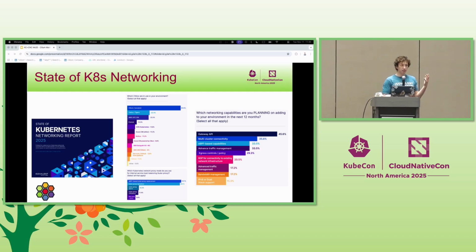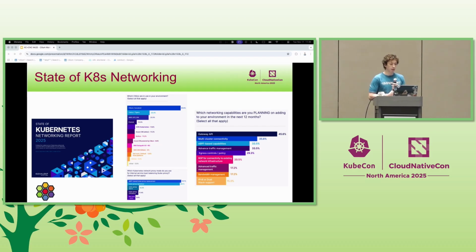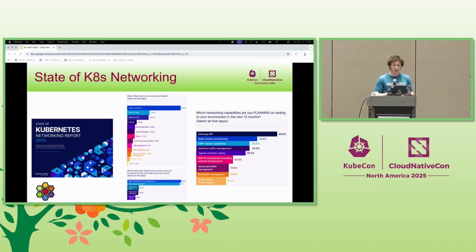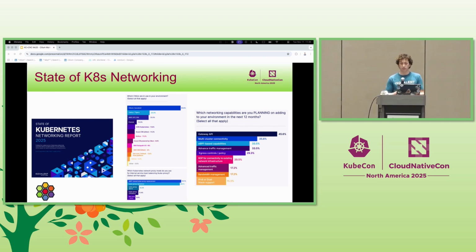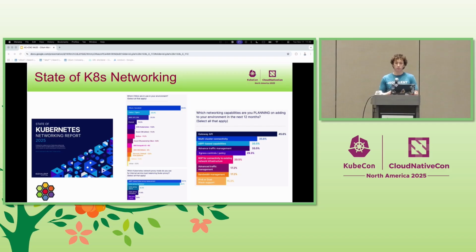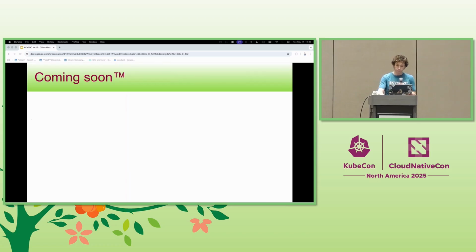That's looking back, but looking forwards, what are people planning on doing to their network in the next 12 months? Things like Gateway API, multi-cluster connectivity, and advanced traffic management. The exciting part about being part of the Cilium project is that these are all features the project already has. Once you have Cilium installed as a CNI, it's just an additional feature to enable, and you have new capabilities to meet the demands of, for example, an AI workload or anywhere else you want to run Cilium.